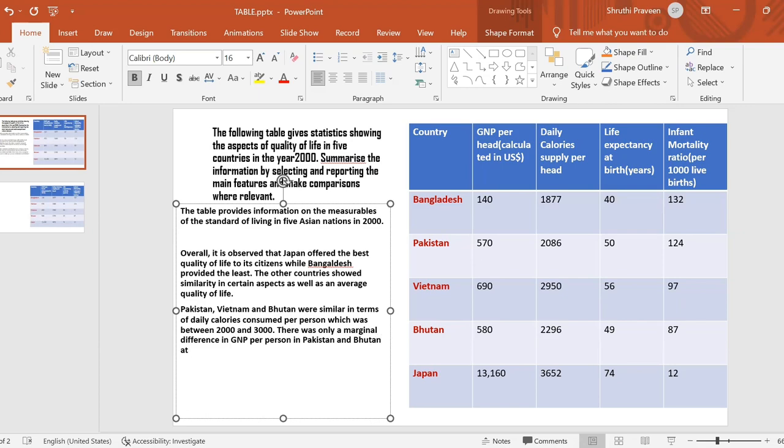at, okay. Now when you write two countries and two numbers, there always should be "respectively", because otherwise there will be a problem with the order. So Pakistan is at $570, and let's put the dollar sign, and $580 respectively.